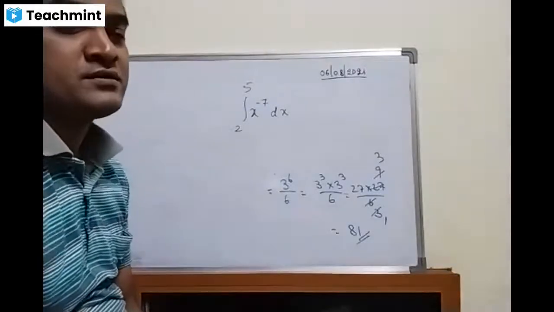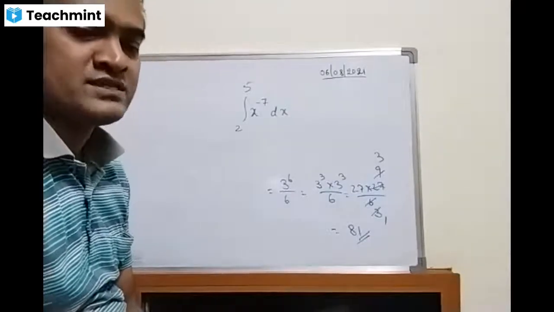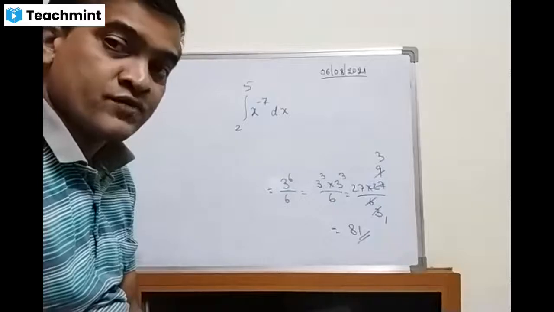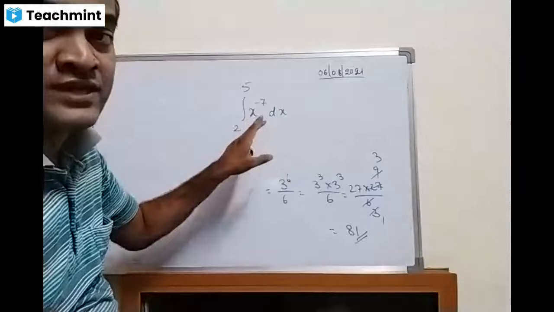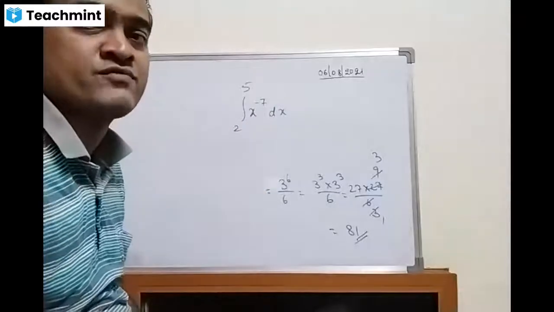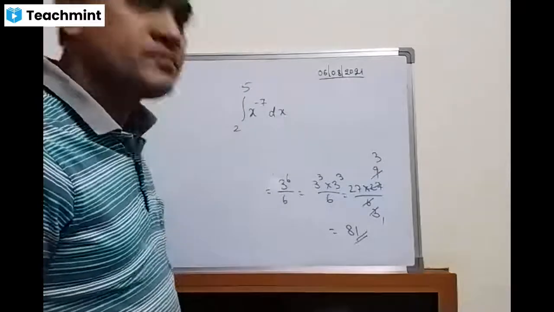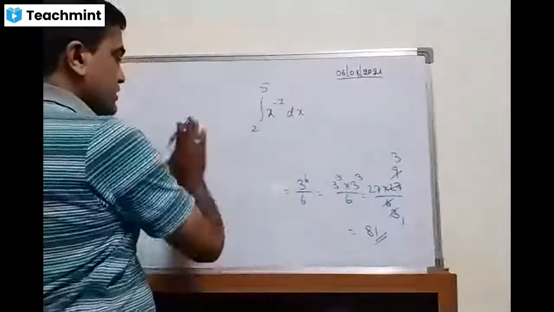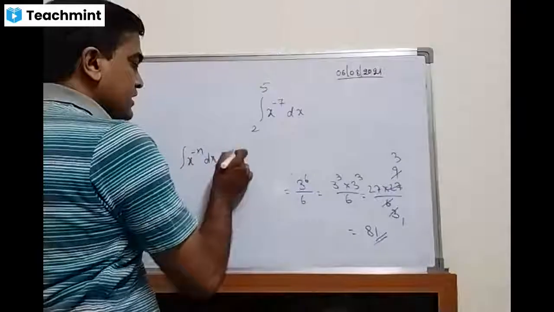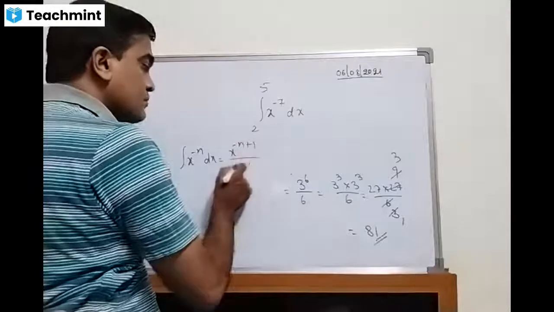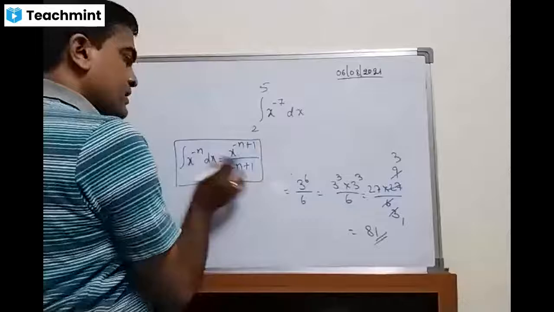Now, what is the lower limit? 2. What is the upper limit? 5. First of all, you have to write down the formula for x to the power minus n dx. What is the formula we have? Integral of x to the power minus n dx is nothing but x to the power minus n plus 1 upon minus n plus 1. This is the formula.